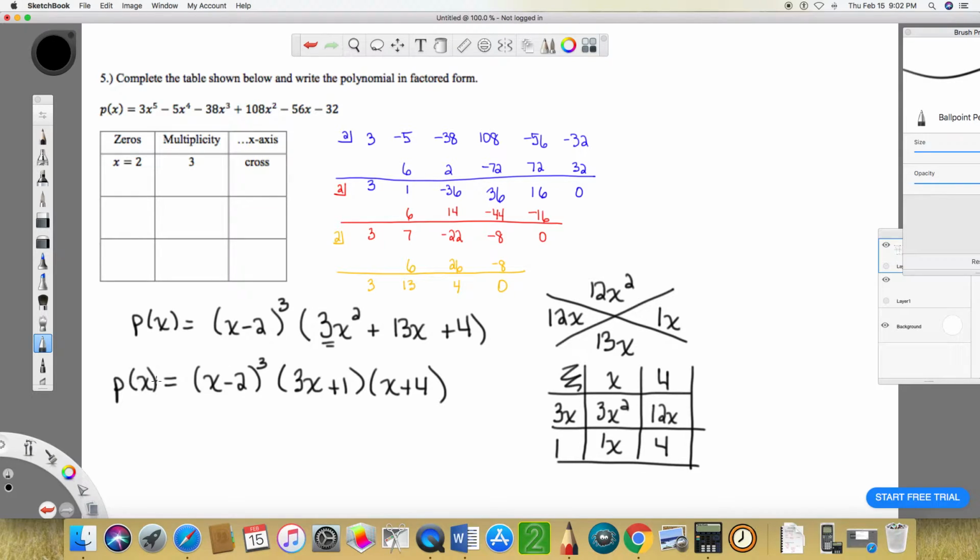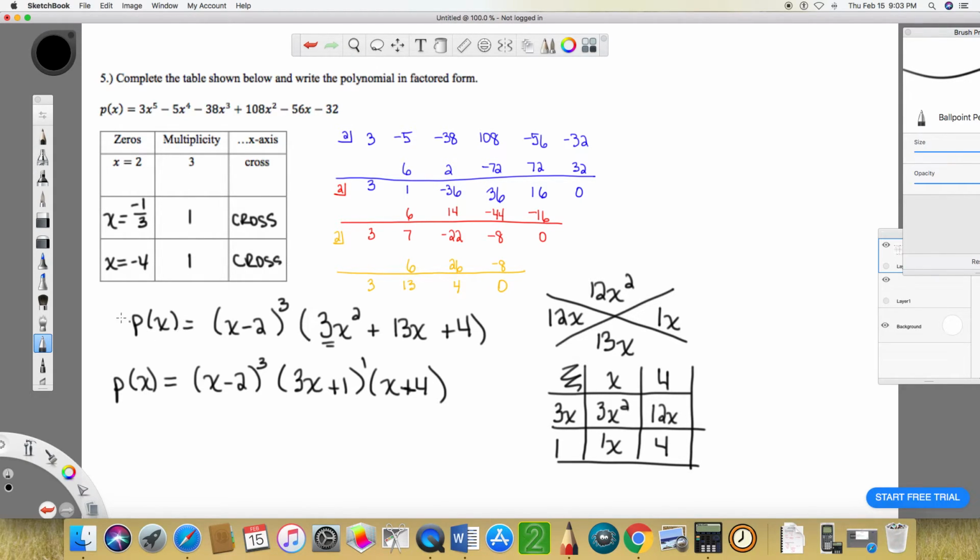So if we set this equal to 0, that's how they got x equals 2, because 2 minus 2 is 0. And here if you subtract 1, and then divide by 3, and that has a multiplicity of 1, so that's a cross. And then here, if you just subtract 4, set it equal to 0 and subtract 4.